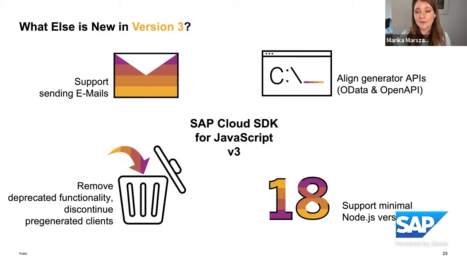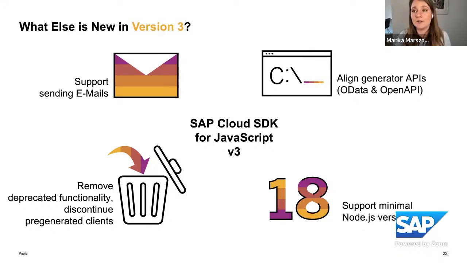On SAP BTP, next to destinations of type HTTP, you also have destinations of type mail. And with the SAP Cloud SDK for JavaScript, since version 3, it is officially possible to send emails using those destinations. This was already available in version 2, but there it was still beta, basically.